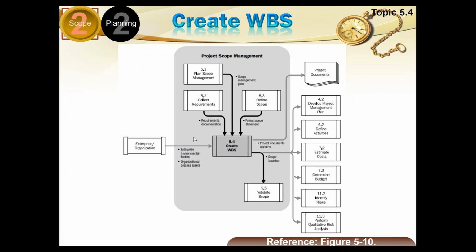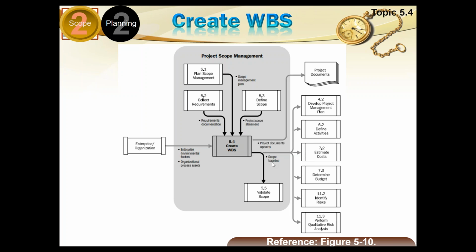Right, this is where these things are coming from. Enterprise environmental factors and processes are coming from the organization. Collect requirements is giving us the requirements document. Plan scope management is giving us the scope management plan, and define scope has given us the scope statement. Now, all of these things put together, we will start decomposing our project into work packages.